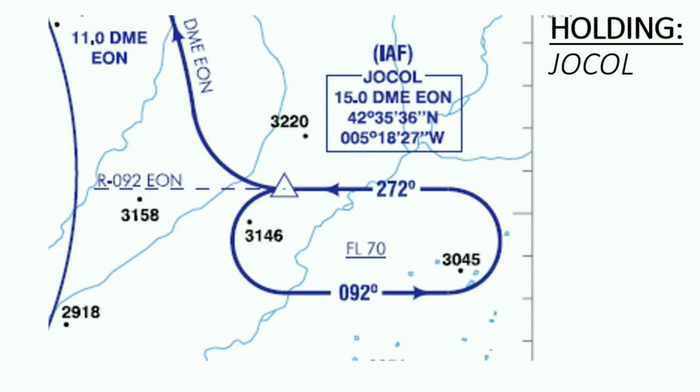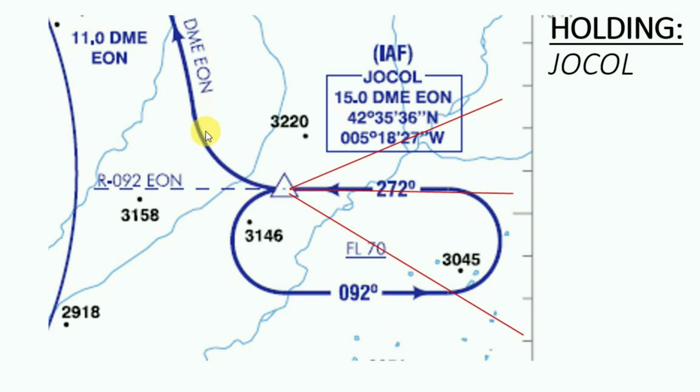As we said before, 3 different things can happen about how we reach this fix. Remember that we should practice a DME arc procedure to proceed to Jokol. We are supposed to be on a radial and distance from the Echo Oscar November, and we will make a DME arc to proceed to Jokol. So we will arrive at the initial approach fix and we will go for our holding and then for our approach.